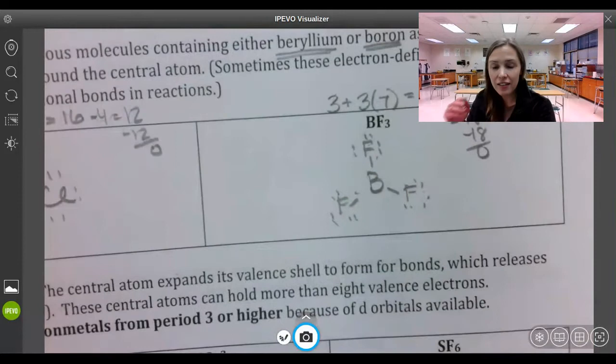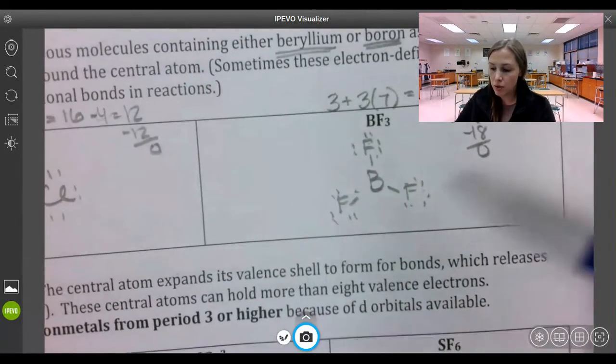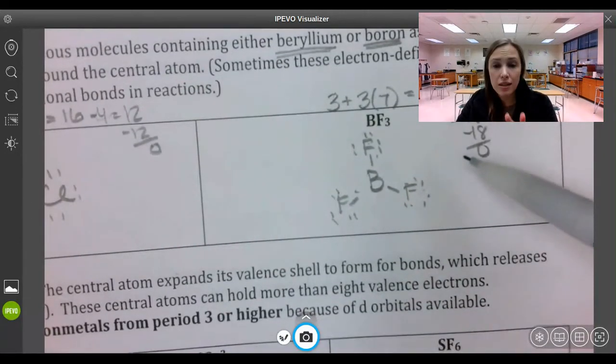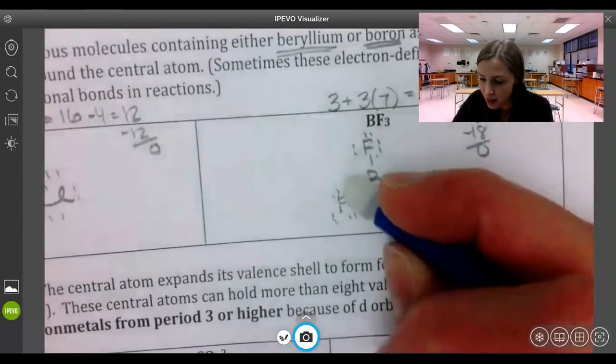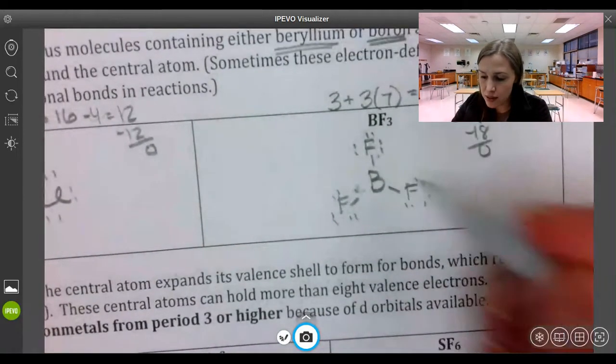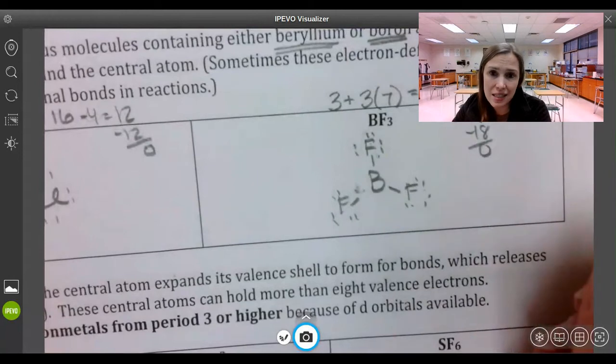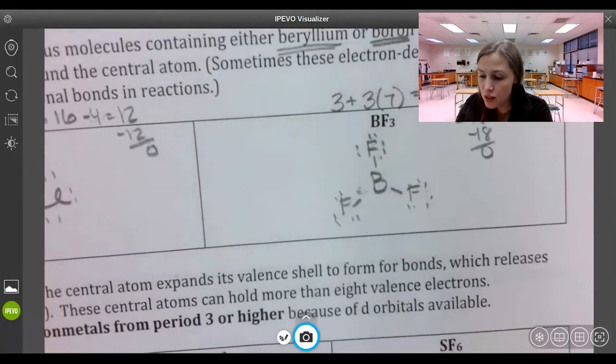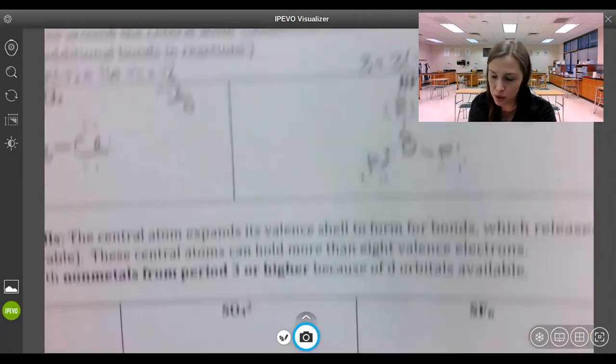Okay, and again, this is where you might think like, oh, I can make a double bond with one of these fluorines and boron. No, boron's an exception. It's going to stay just like this. It only needs those 3 bonds around it, and it's stable with just the 6 electrons. Okay, so again, beryllium and boron, 2 that are going to be electron deficient in terms of our exceptions.